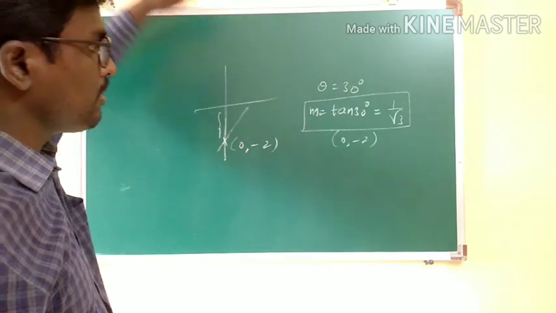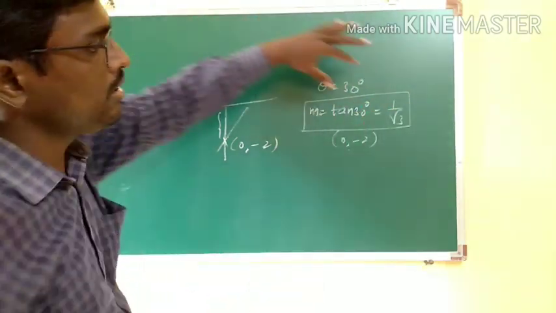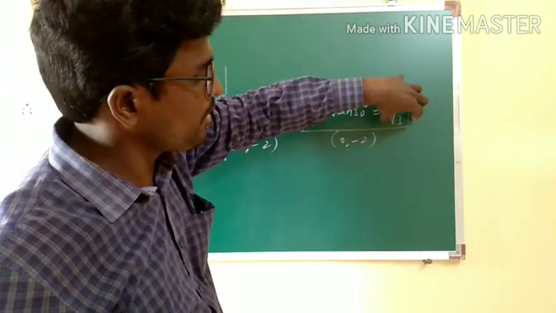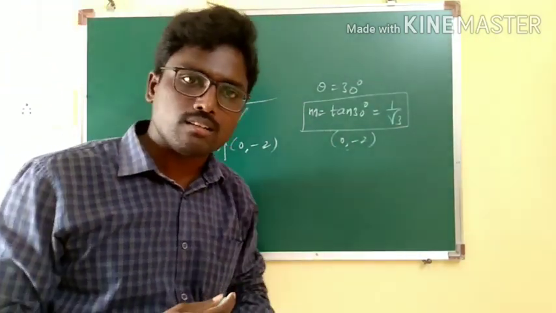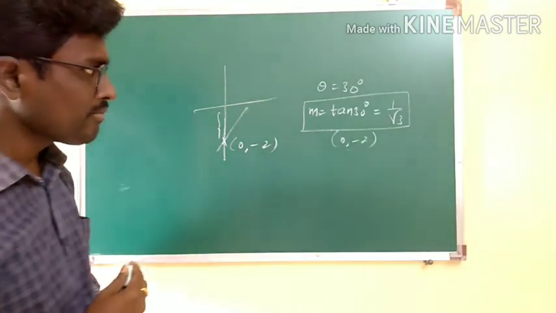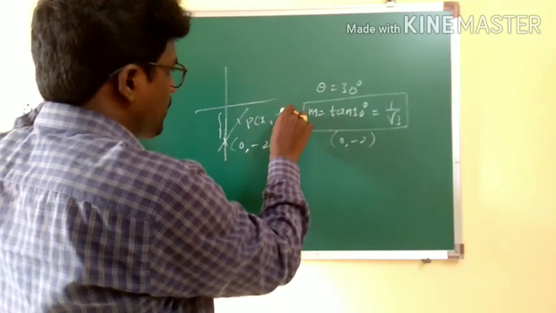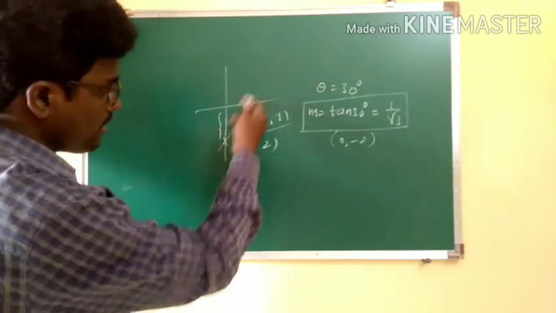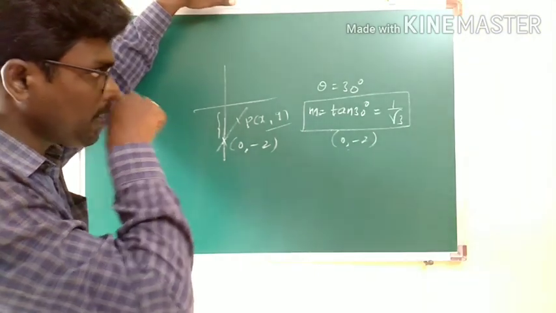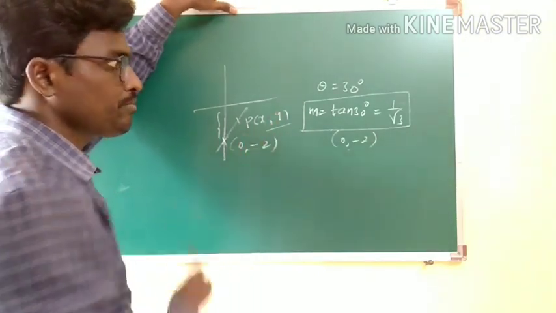Here, with the help of the point and with the help of the angle that we have obtained, we can trace out the line equation. How can it be done? Consider some point P(x, y) as any point on this particular line, then its slope can be obtained by taking the difference between these two.